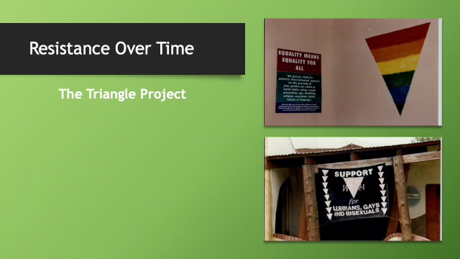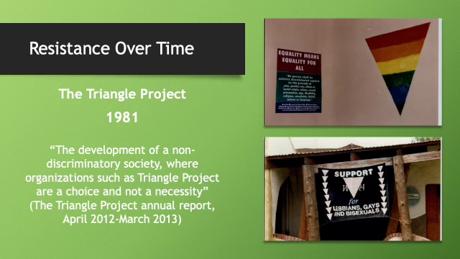The Triangle Project originated through another organization which was established in 1981 by a small group of gay men. In 1996, the Triangle Project established the first gay and lesbian health project in a Black African township in Cape Town. Today, the Triangle Project is one of the largest LGBTQ organizations in South Africa, offering a wide range of services to a diverse and growing community. The Triangle Project's vision for society is the development of a non-discriminatory society where organizations such as Triangle Project are a choice and not a necessity.